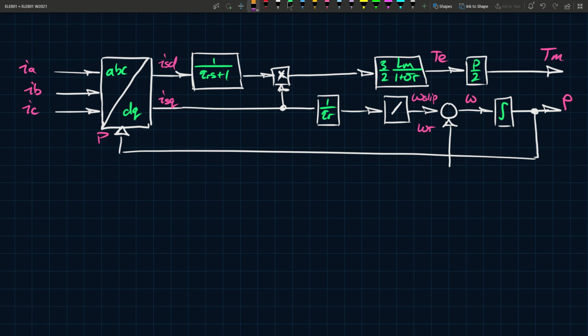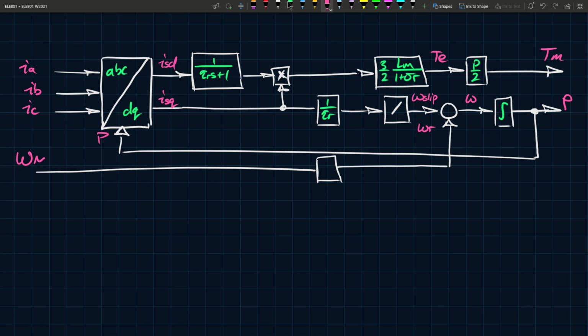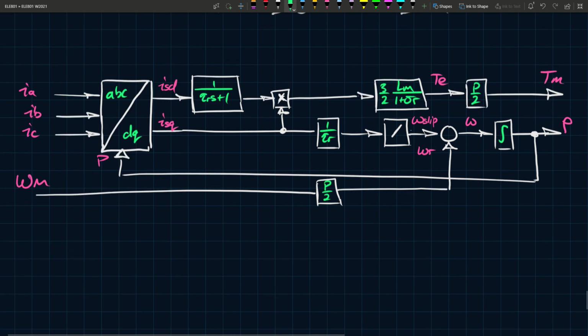That's rather unfortunate because this is a long line. Anyhow, this here is the mechanical speed, omega m. We should stick to the same consistent colors. Omega m, and this is p over 2, and this is omega r at the input here, which is based on these relationships here.